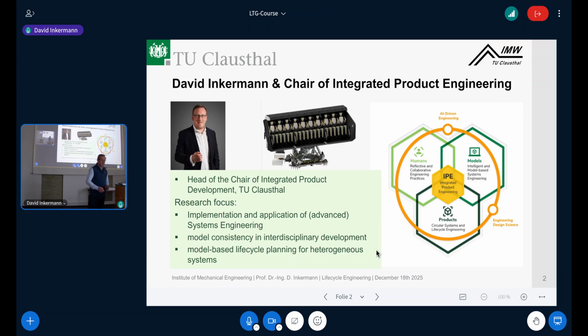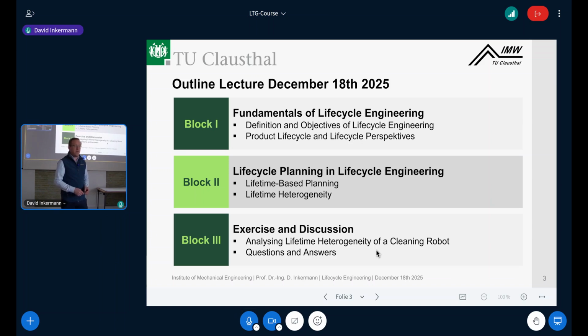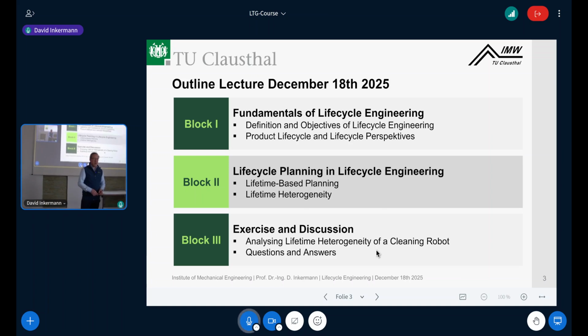So that was a short introduction, and the plan for today in this lecture is threefold. We will have 2 blocks where we focus on some theoretical points, and then in the last one I have prepared a short exercise that I would like to share with you, and also to deepen the understanding of life cycle planning using a specific product. It's not a very complex product, but it is more intended to investigate or to also clarify open questions that maybe arise from the concept of lifetime heterogeneity.